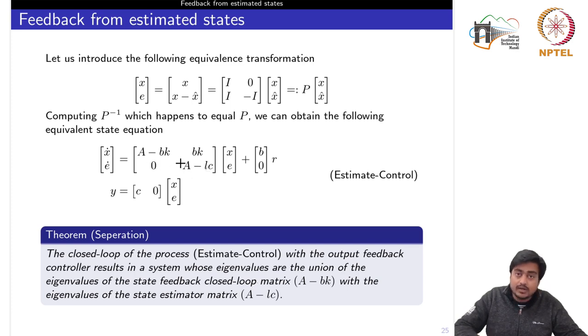Now this is an upper triangular matrix, and if we compute its eigenvalues, you would see that the eigenvalues of this state matrix would be the union of the eigenvalues of this matrix and the eigenvalues of this matrix. That's why we say that this is a separation property, and it also speaks about the fact that both the controller and the estimator can be designed separately. No one has any effect on the other.